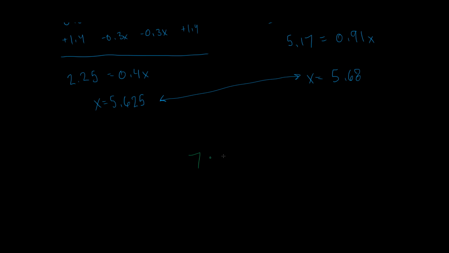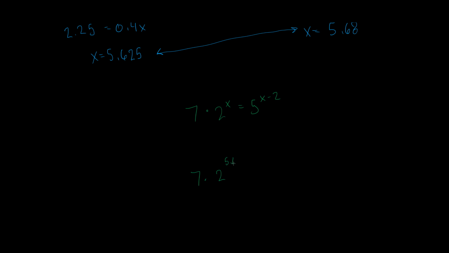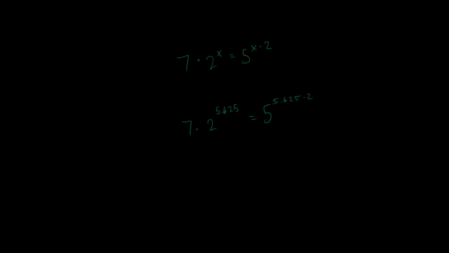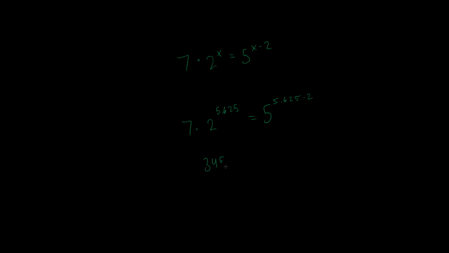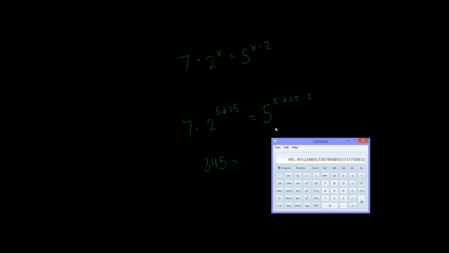We originally had 7 times 2 to the x equals 5 to the x minus 2. If we plug it in now, we get 7 times 2 to the 5.625 equals 5 to the 5.625 minus 2. Let's see what 2 to the 5.625 is. That's going to give me 49 around. So 49 right here, and now times 7 gives us 345 roughly. So 345 equals. And now here we have 5 to the 5.625 minus 2, which is just 5 to the 3.625. If we do 5 to the 3.625, we get 342, let's say.